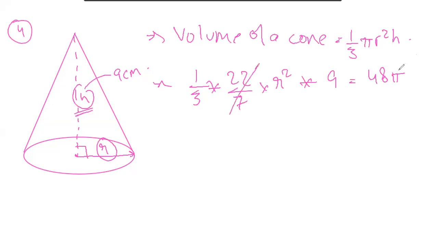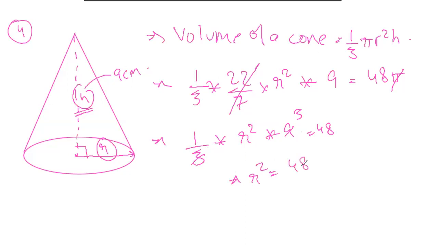So 22/7 and pi will get cut, because 22/7 is also pi, and pi goes here to the RHS, gets divided by pi and gets cut. So that leaves us at 1/3 into r square into 9 is equal to 48. So 3 3s are 9, and r square is equal to 48 divided by 3, which is equal to 16. So therefore r is equal to root 16. Therefore r is equal to 4 centimeters.